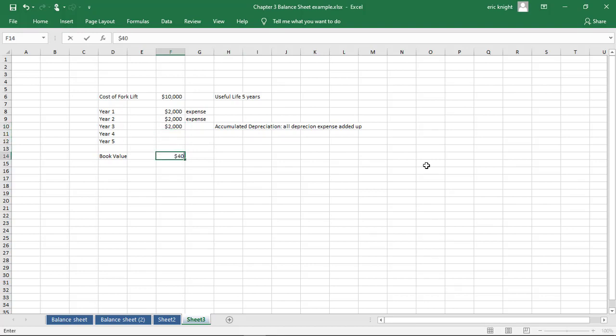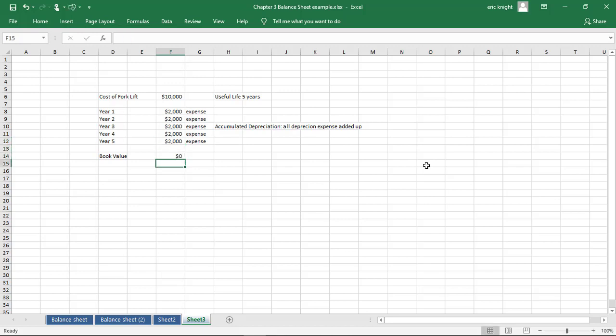So then that year would be $4,000, and then we'll take another $2,000 in year 4. So a little bit over time, we're whittling down the book value, and at this point, it's $2,000. But then at year 5, we take the rest of the depreciation, and the book value is zero.